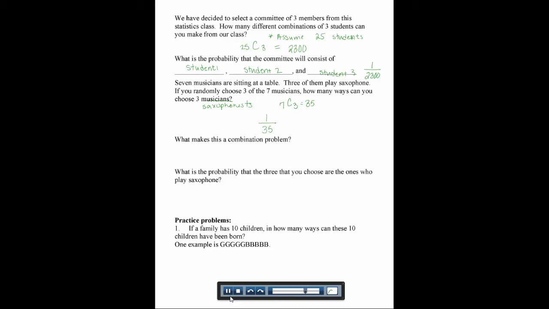Okay, this is a combination problem because it doesn't matter which order you choose the musicians in to make the group.